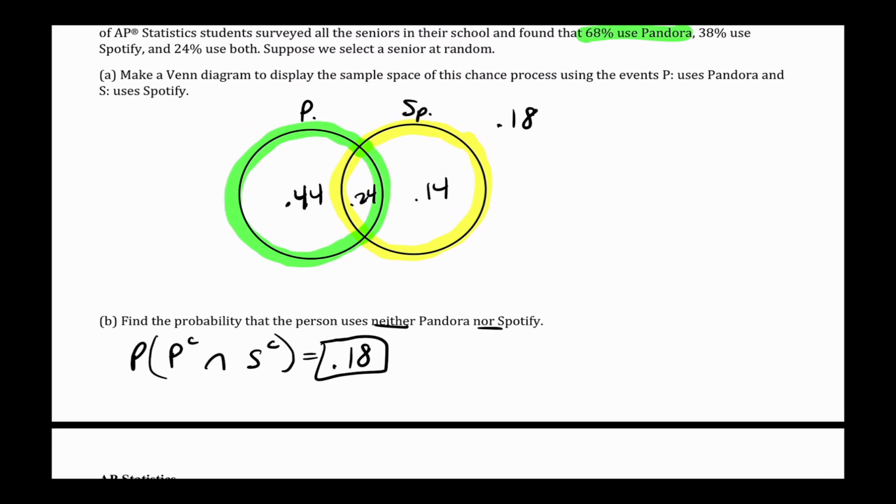Okay, let me give you another one. Call this C. What's the probability of Pandora and not Spotify? So Pandora doesn't have the C, so it is Pandora. Look at the table, see what you come up with.